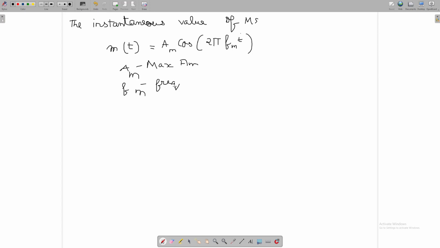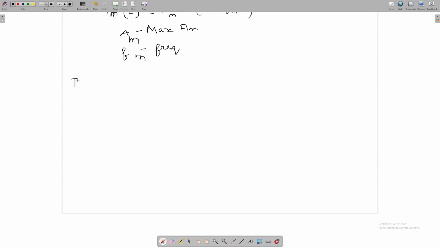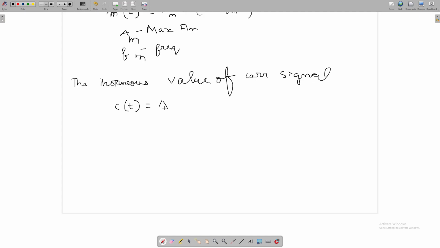Now, the instantaneous value of the carrier signal. What is the equation of the instantaneous value of the carrier signal? Let me write it. The instantaneous value of the carrier signal is given by c of t. c is dependent on time t, and t is independent. So this will be equal to Ac, the maximum amplitude of the carrier signal, times cos 2 pi fc t. As you know, this is a periodic signal.